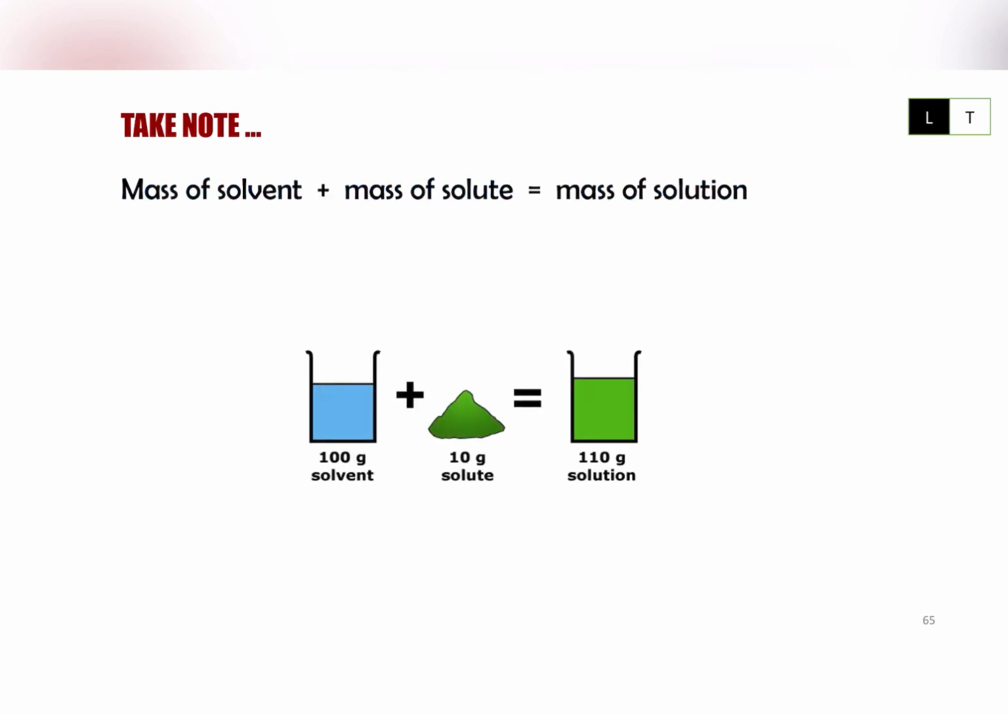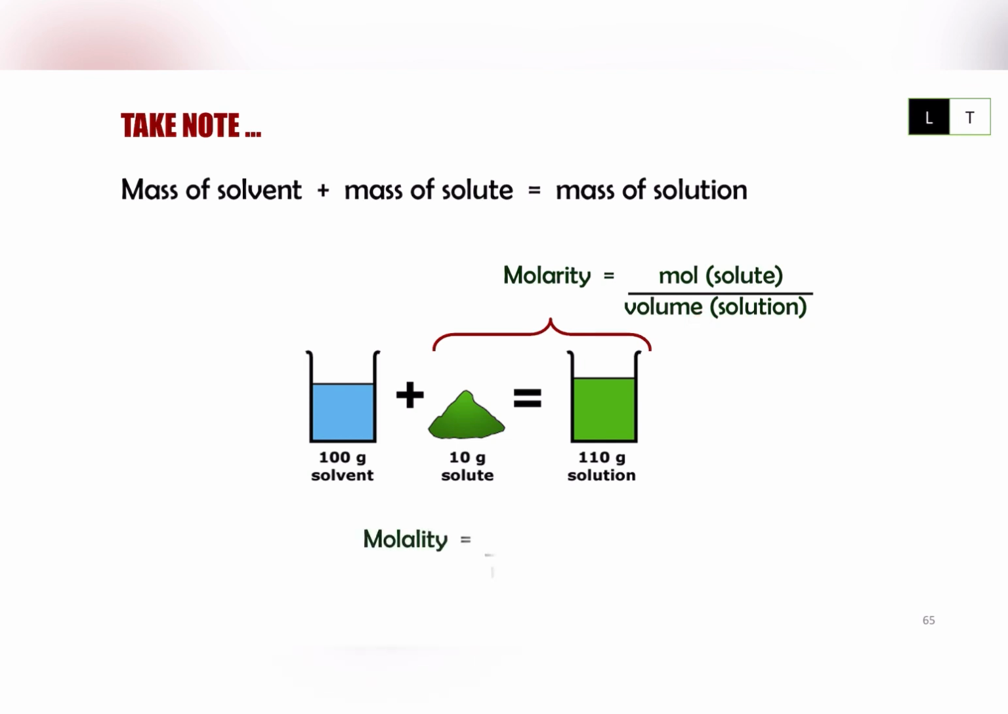So I'm going to do a bit of summary for you that you have to take note of. The mass of solution equals the summation of the mass of solvent and mass of solute. Here you have your solvent and here is your solute, and you get the solution. So the mass 100 gram plus 10 gram should be the mass of solution. When you want to calculate the molarity, you can use the mole of solute over volume of solution. And if you want to calculate the molality, you can use the mole of solute over mass of solvent. So this is the relationship between molarity and molality.